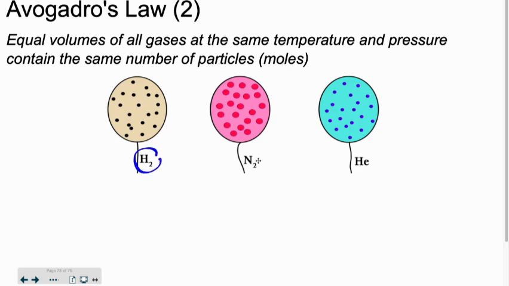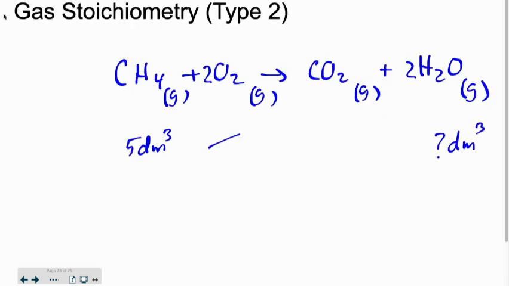If you take a look at hydrogen gas, nitrogen gas, and helium gas, these gases are all at the same temperature and pressure, and if you actually count the dots, they all have the same number of moles. What does this mean? To simplify, it essentially means that the mole ratio is equivalent to the volume ratio. In terms of moles, it says 1 mole of methane reacts with 2 moles of oxygen gas to produce 1 mole of carbon dioxide plus 2 moles of water.